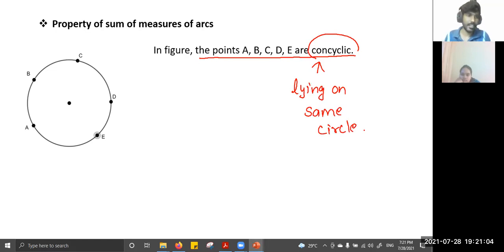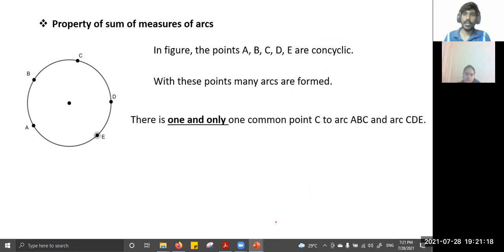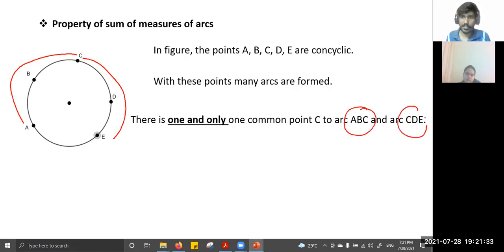So A, B, C, D, E, if you see the figure, all of them lie on the same circle, so they are concyclic. Now, with these points, many arcs can be formed. If you see arc ABC, that is this one, and arc CDE, that is this one. In arc ABC and arc CDE, only one point is common in both arcs, and that is point C.